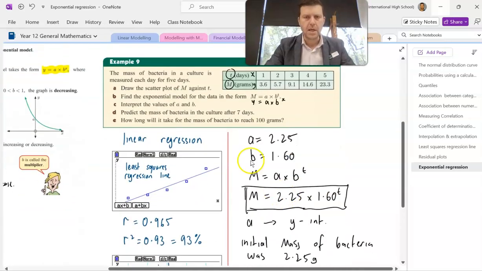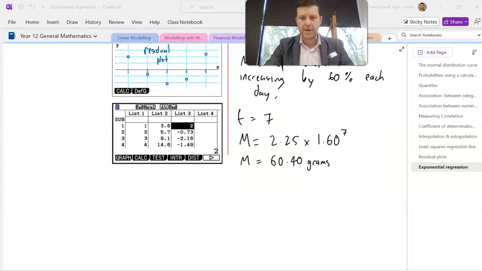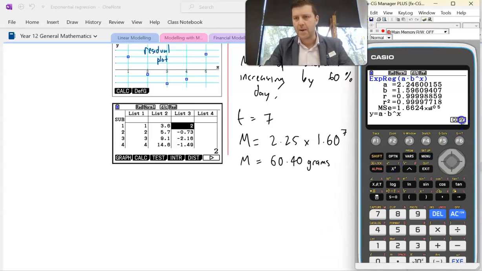Okay, the last question here says, how long will it take for the mass of the bacteria to reach 100 grams? Now, I'm going to do that using the graphics calculator, and I'll show you how to do that right now. So we head back into the graphics calculator, and we copy. If we press copy, that copies the equation in terms of A and B.